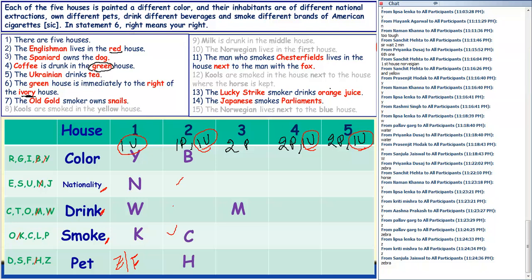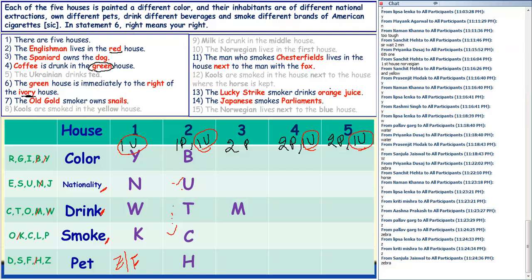So Chesterfield goes here. All right. So now look at nationality and drink. Is there any pair of nationality and drink that you can observe? There is a pair of nationality and drink. The Ukrainian drinks tea. Statement number 5: the Ukrainian drinks tea, that you can observe here. So in house number 2, the Ukrainian is living and he is drinking tea. So that is the clear-cut picture here. Okay. So Chesterfield is again now gone. So we are left with 3 things: ivory, zebra and fox.